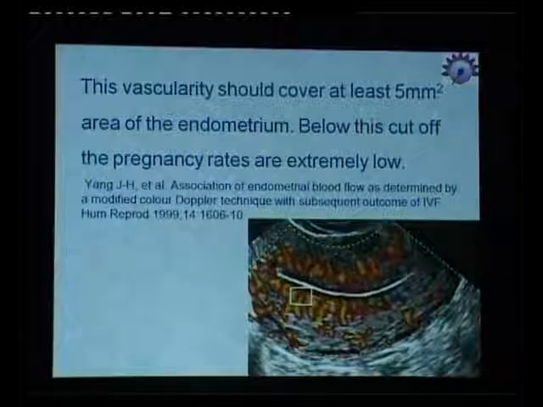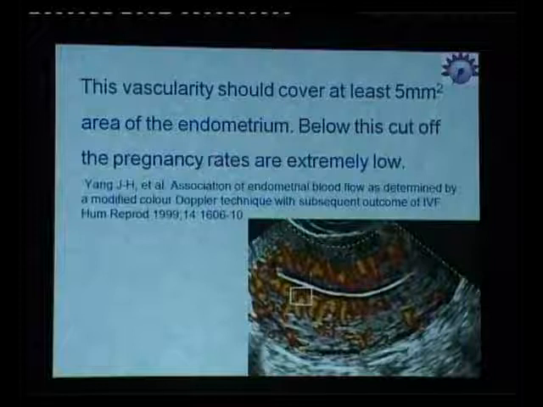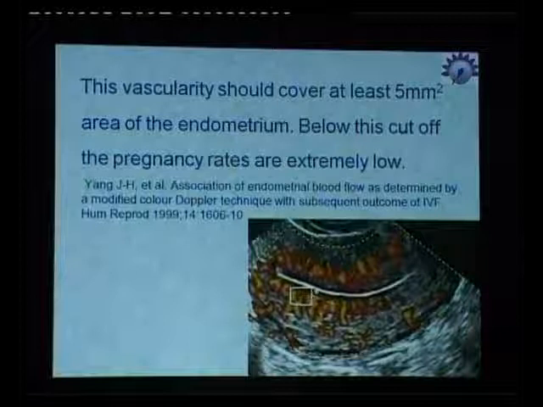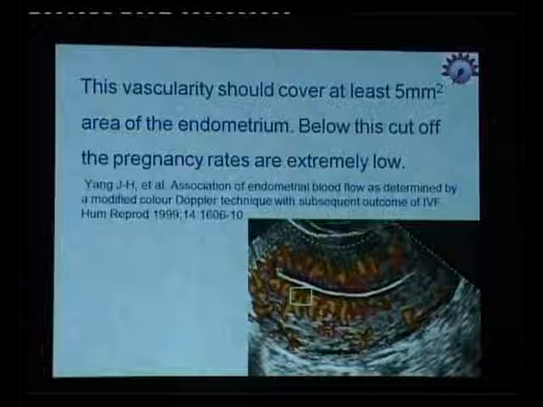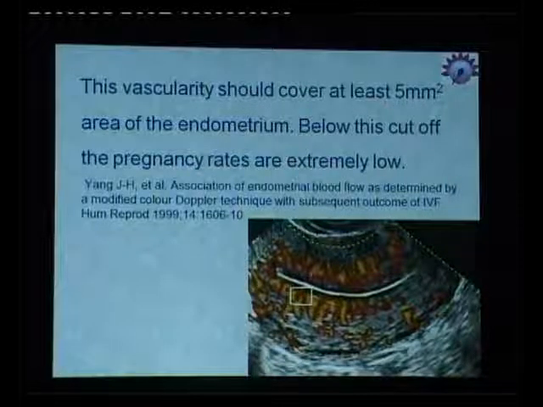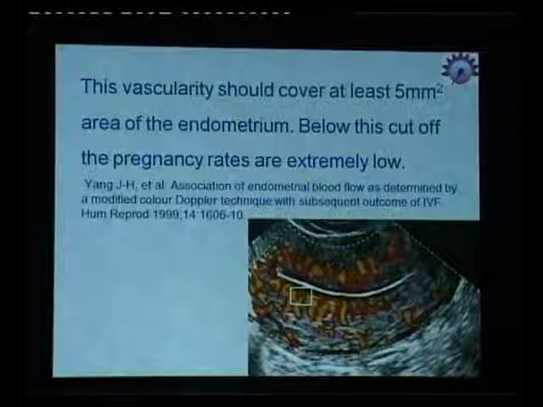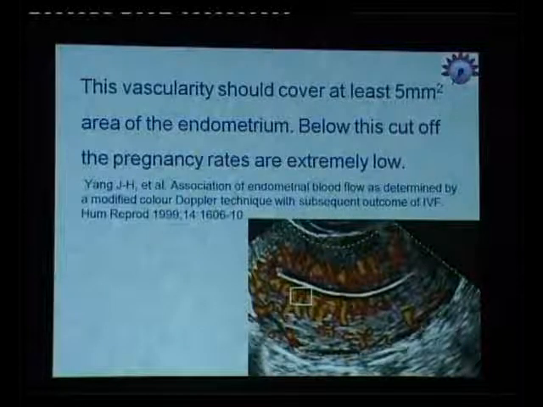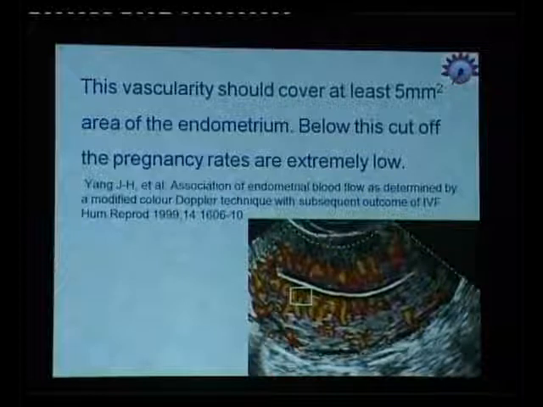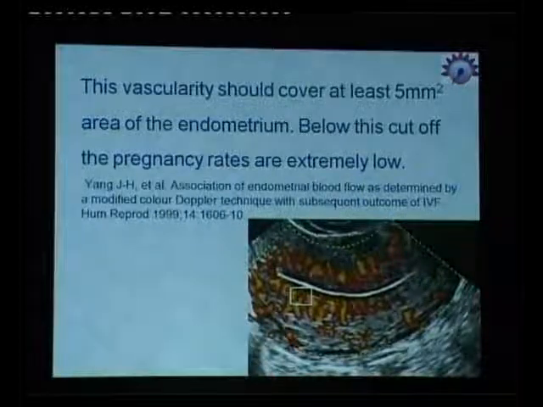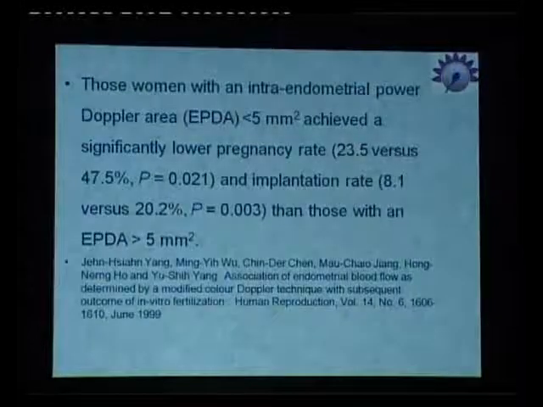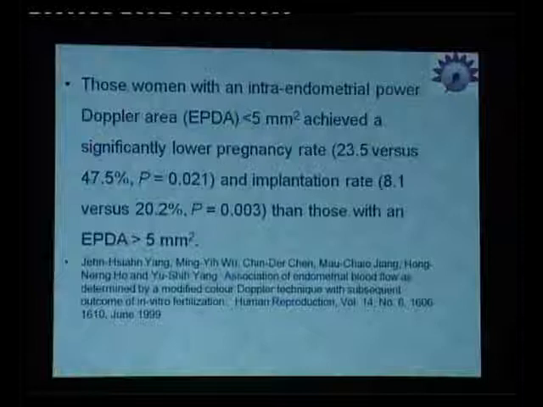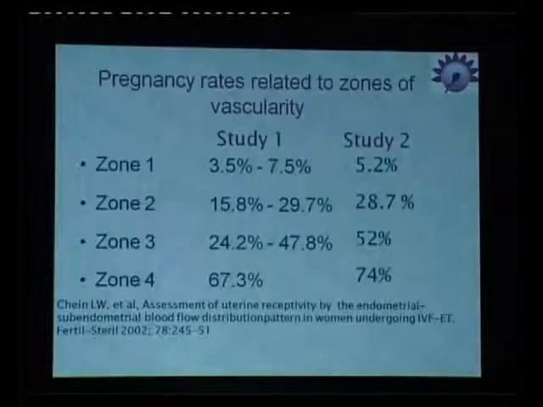It is easy to measure a 5 millimeter square area because you can draw a square in zone 3, but if it is reaching zone 4 or only zone 2, which appears linear on your B mode, it is not possible to measure the 5 millimeter square area. Therefore, an easier way of doing it is if at least 5 vessels from both the sides close to close are reaching a particular zone, that means that zone is vascularized. If they are less than that, that means it is not enough for the implantation to occur, and this has been proved in the studies.